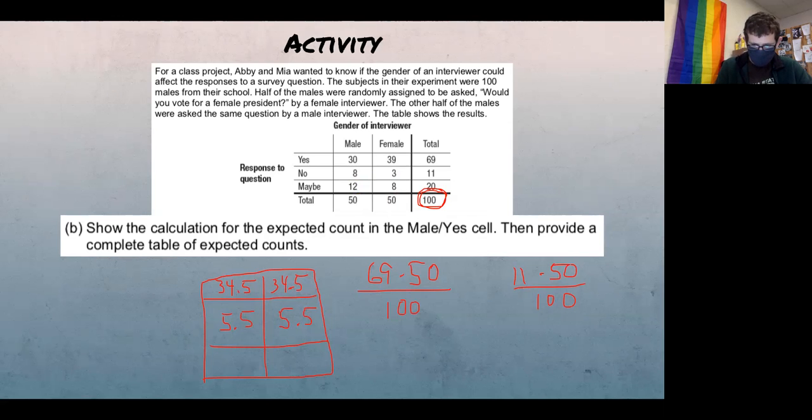But now I can do the last one. That's going to be 20 times 50, and then divide that by 100, which is going to give me 10 and 10.